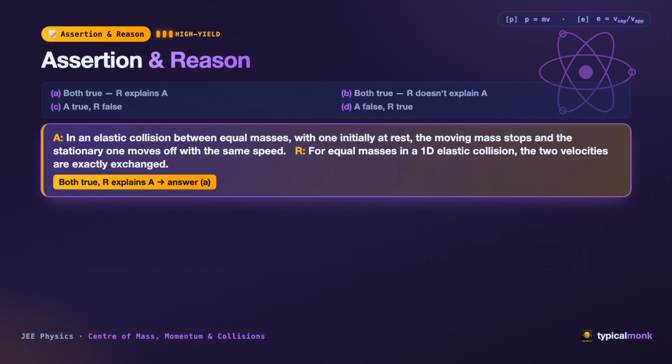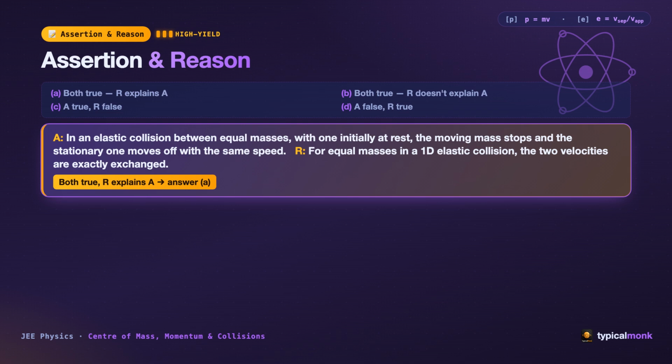Let us drill the JEE way. Remember the 4 options. Option A, both statements true, and the reason explains the assertion. Option B, both true, but the reason does not explain the assertion. Option C, assertion true, reason false. Option D, assertion false, reason true.